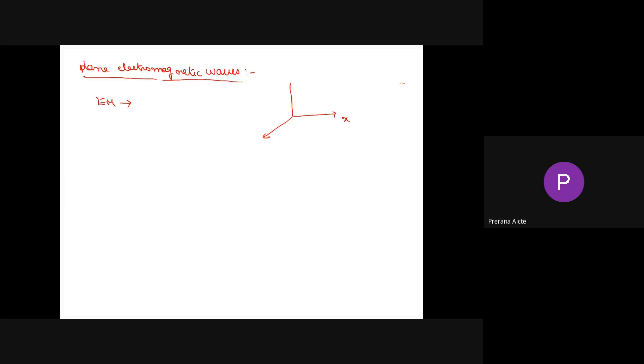So this is x direction, this is y direction, this is z direction. Now here the wave is traveling along the x direction. If the wave is traveling in the x direction, then the electric field E is in the y direction, and the magnetic field B is in the z direction.